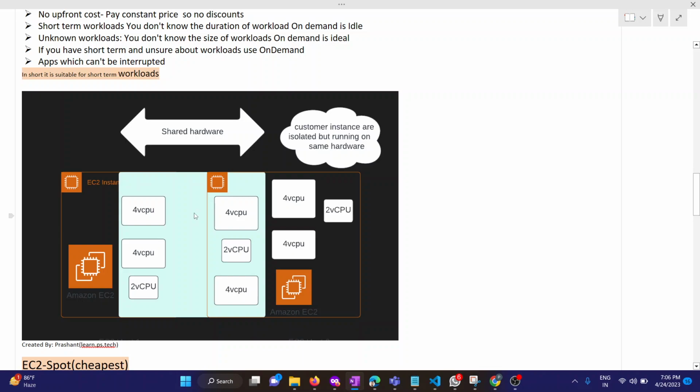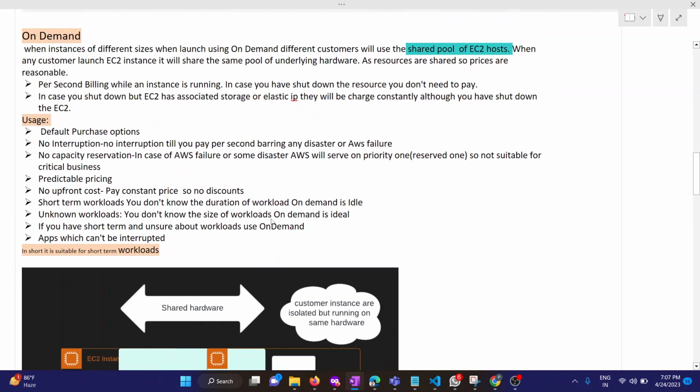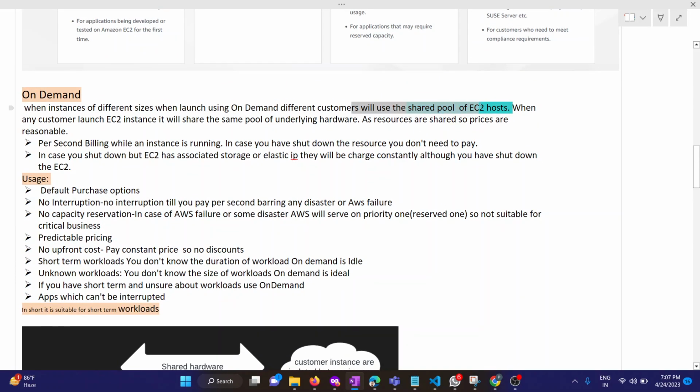In short, if we come to the definition, customer instances will be running isolated, but behind the scenes, underlying, they are using the same hardware. So this host 1 will be using the same hardware, but they will be logically isolated. So that is on demand. Now you can read the definition, shared pool of EC2 hosts. This is the default. By default, whenever you are creating, this is the default purchase option.